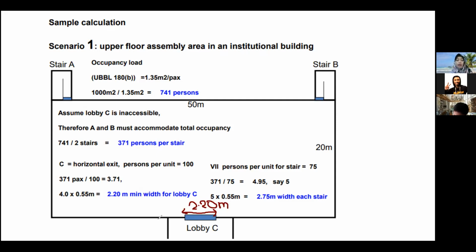That is why if you only design one side, it is not enough, because your capacity is about 741 persons. That is why when you are designing a gallery at the main entrance, don't tell me you only sketch one side like this.